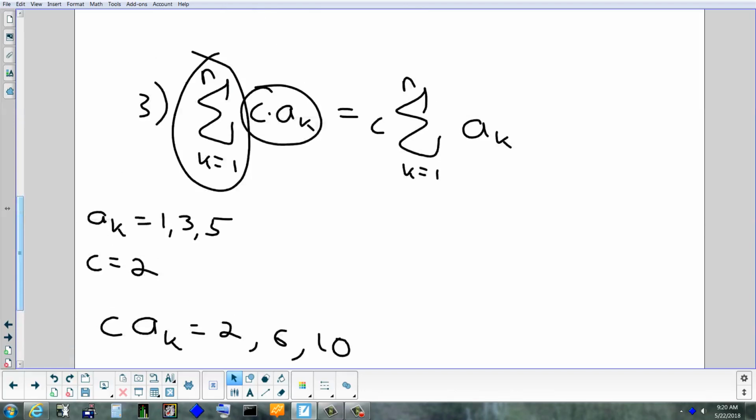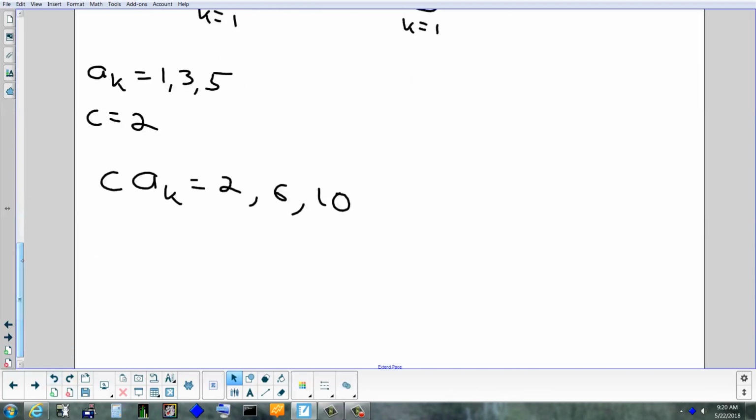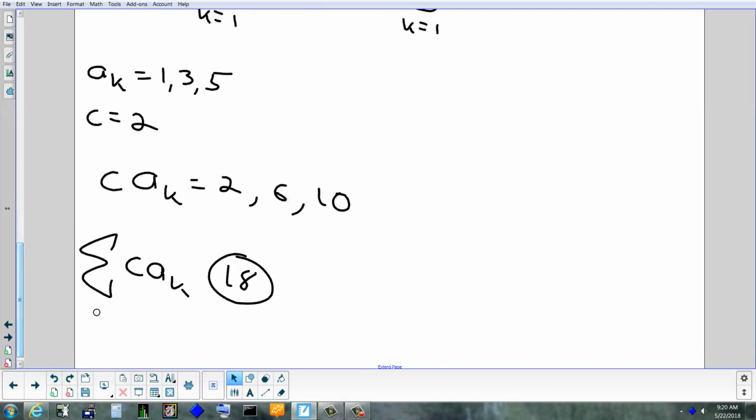Now it says add. Add everything in that new sequence. So now we get 2 plus 6 plus 10 gives me 18. And that's the sum of all the terms. Specifically, we just went from 1 to 3, but that's fine. All right, so we get 18.